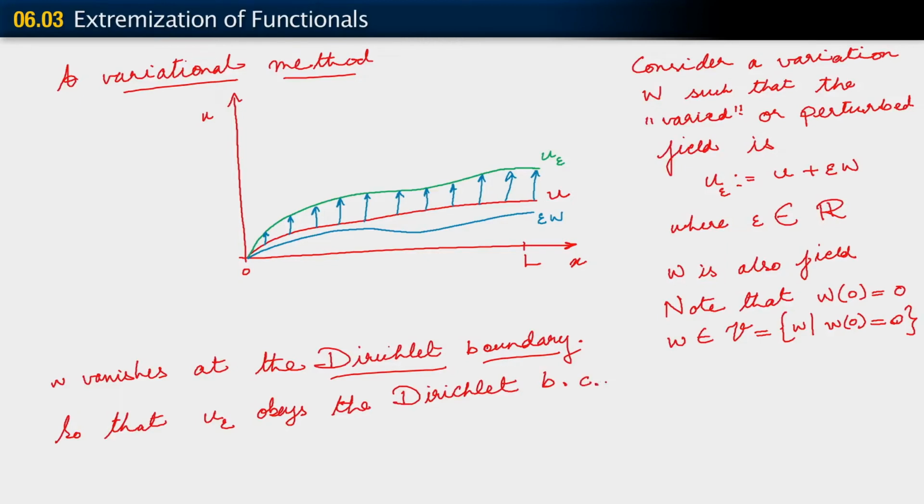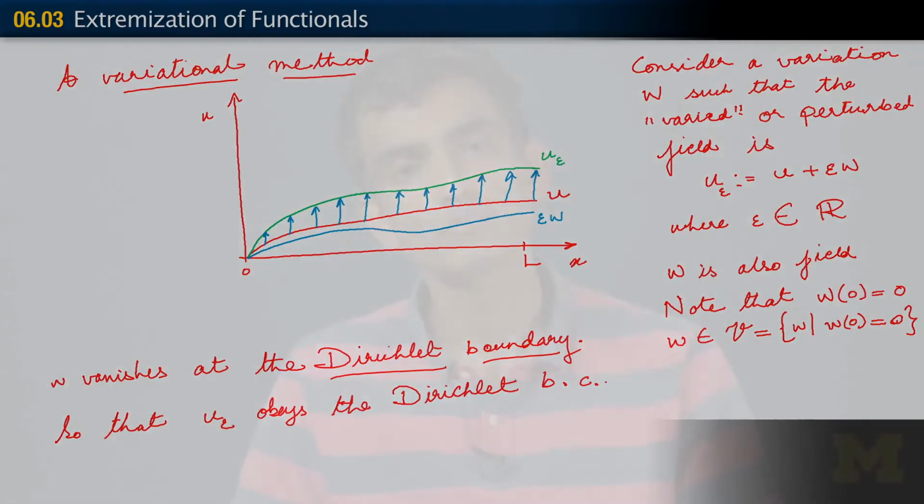If we were to construct a perturbed field that violated the Dirichlet boundary condition, we would no longer be even talking about the same problem, okay? Because the data of the problem would have been changed. All right, so it is for this reason that W must vanish wherever we have a Dirichlet boundary condition.